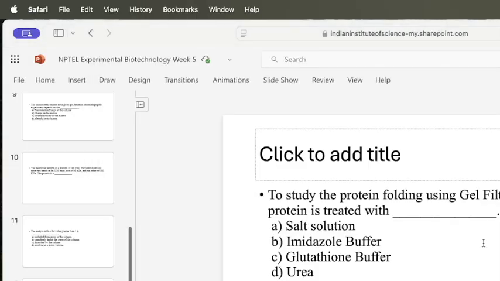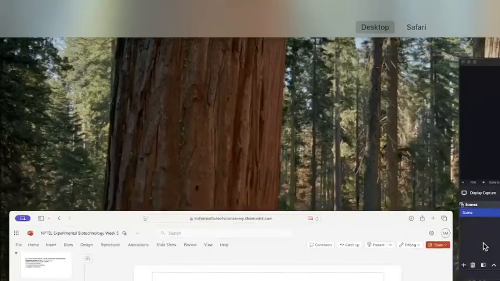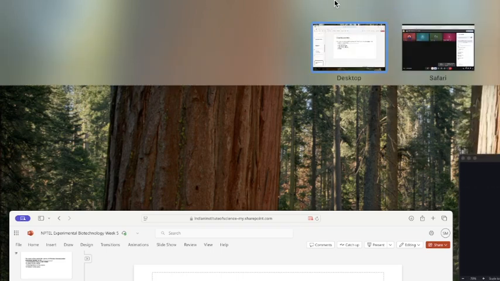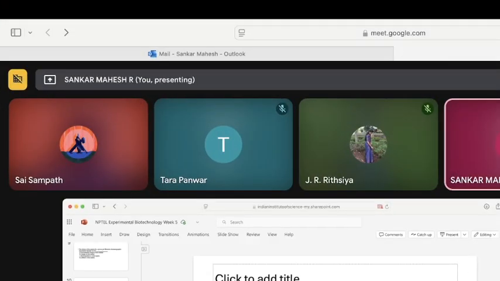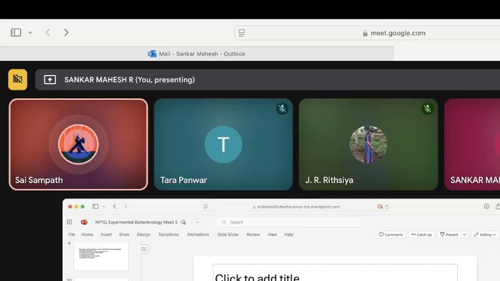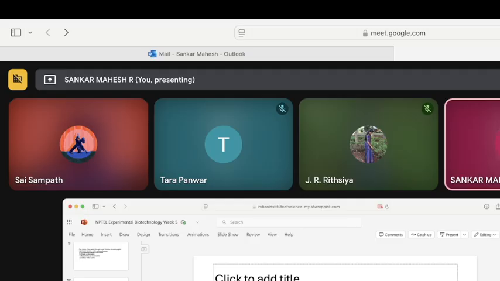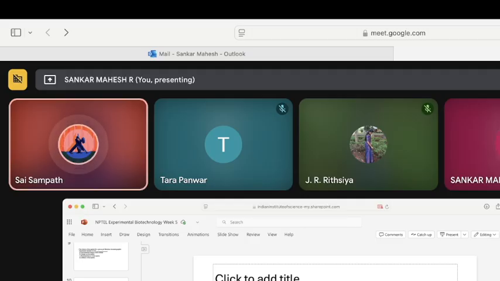Right. Why would you say urea, Sai Sampath? So urea is a denaturing agent. It unfolds the protein structure. But why would you need a denaturing agent here? So since we need to study the protein folding, we use urea to know the structure, like if it's primary or secondary or tertiary. No, when you add urea, what happens to your protein? It unfolds, I think so, sir.